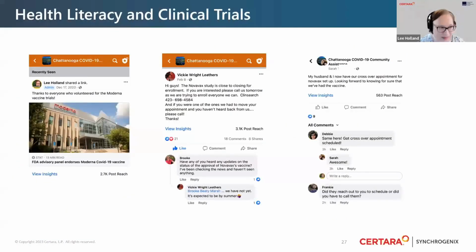Also going to talk a little bit about health literacy and clinical trials. First, as I mentioned, both Moderna and Novavax had a clinical trial site here in Chattanooga. Here's a post where I was thanking everybody who volunteered for the Moderna vaccine trial. That was a great day. That was the day the FDA advisory panel endorsed the vaccine.